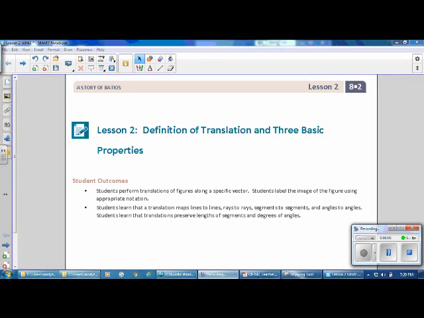This is Mrs. Appiah with Lesson 2 from Grade 8, Module 2, Definition of Translation and 3 Basic Properties. Student outcomes for this lesson.